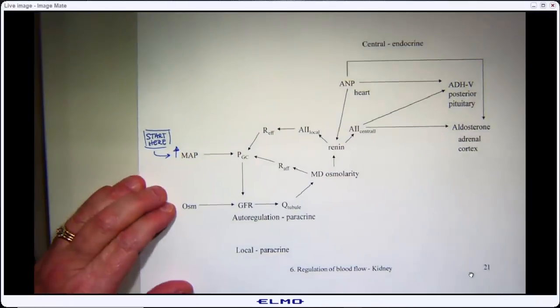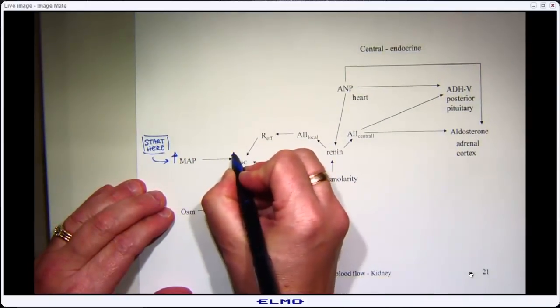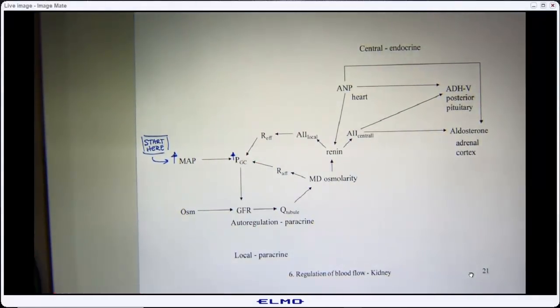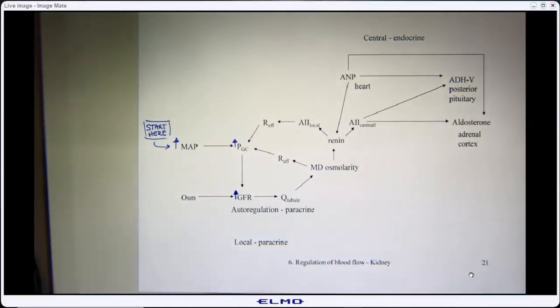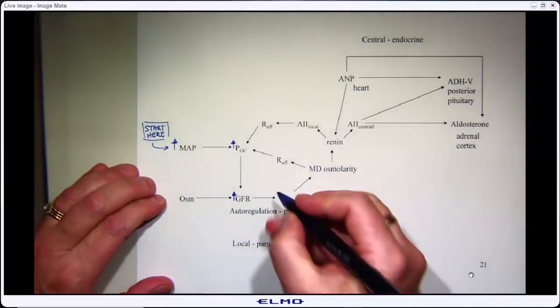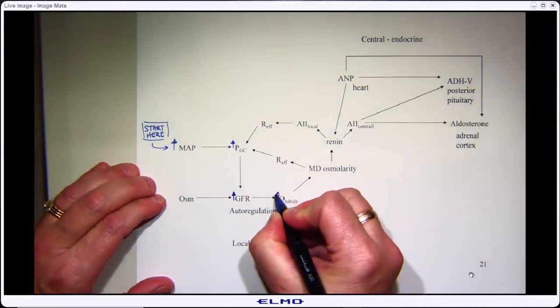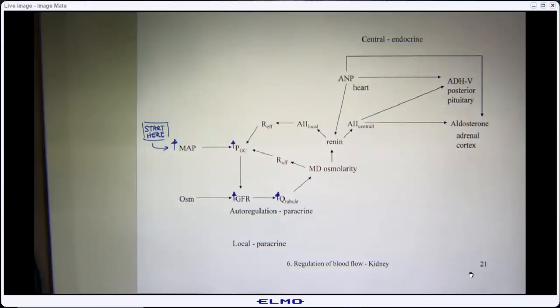We would then have an increase in pressure in the glomerulus based on that. Increase volume in, increase pressure in, so that volume in, volume out argument. Okay. Increase pressure in the glomerulus, we would have an increase in filtration based on that, so we've got an increase in GFR. Okay, that increase in GFR would increase tubular flow.